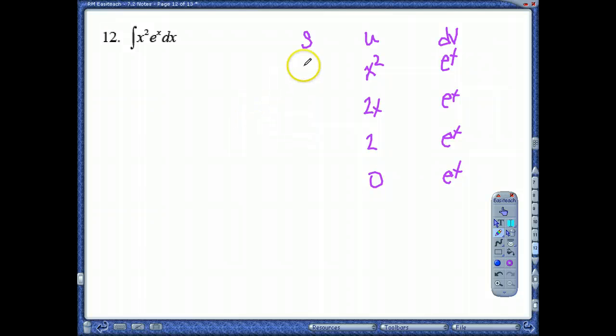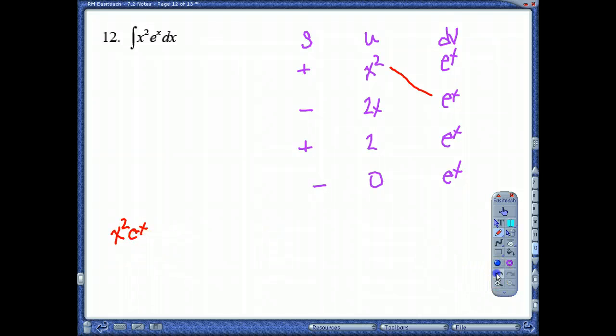And then our signs, remember you always start off positive and then it gets negative, but then you go positive and then it gets negative. Okay, and then our first diagonal here. So positive x squared times e to the x, which is x squared e to the x.